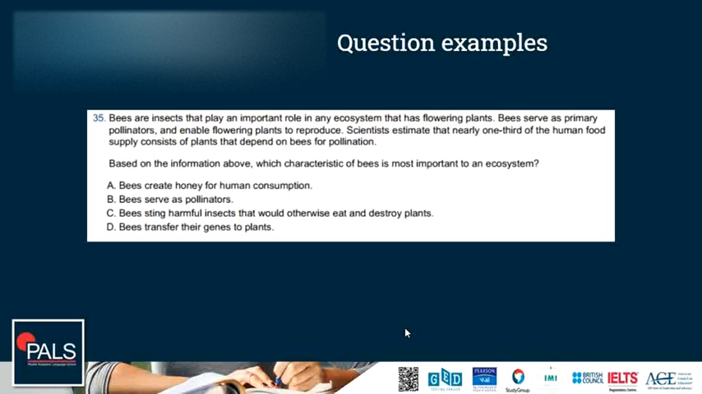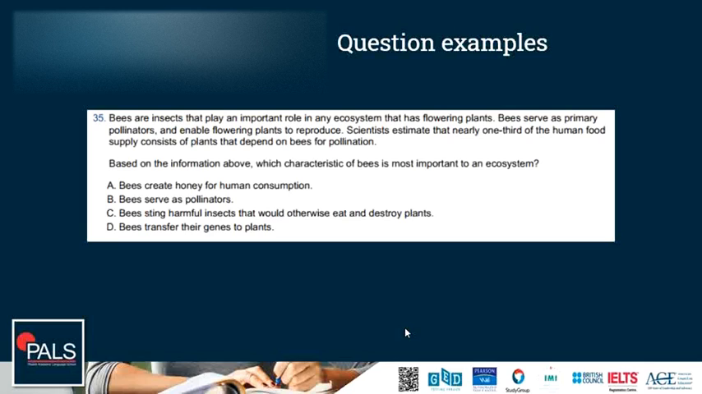So here we have inference, scientific reasoning. Bees create honey for human consumption. Bees serve as pollinators. Bees sting harmful insects that would otherwise eat and destroy plants. Bees transfer their genes to plants. So you need to have a little bit of scientific background here. Good to know some of the important vocabularies here.